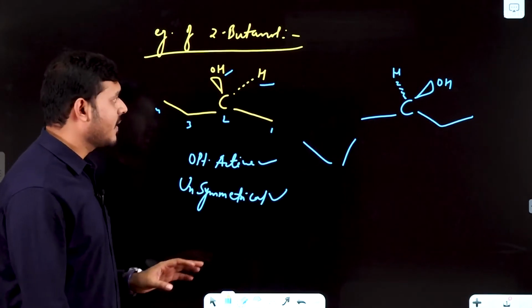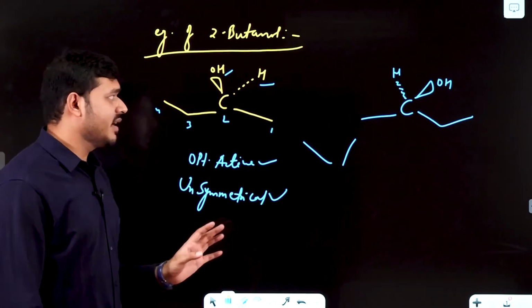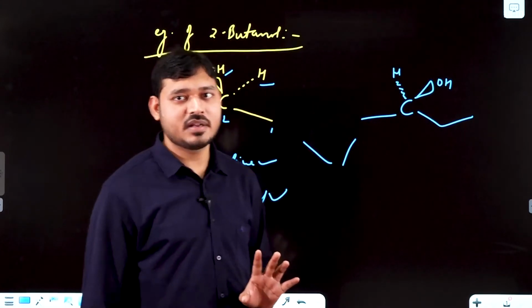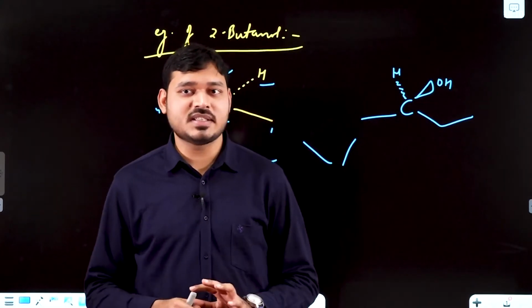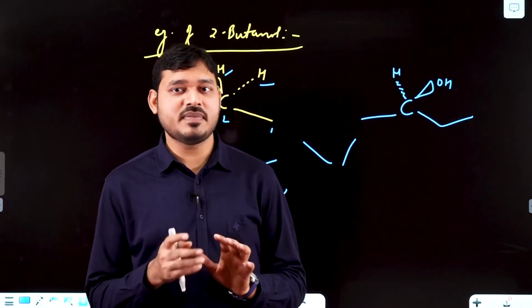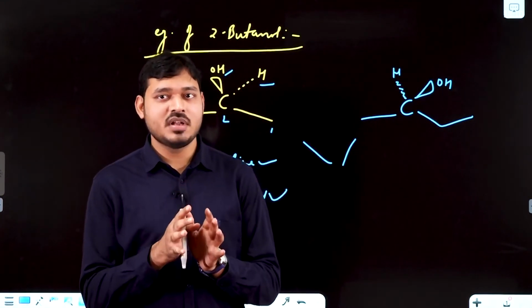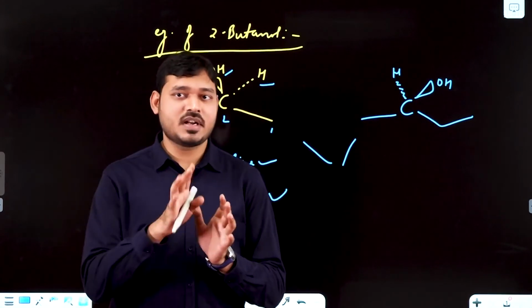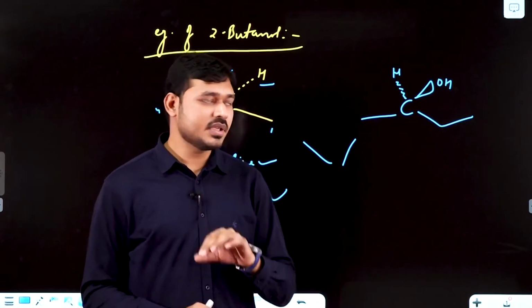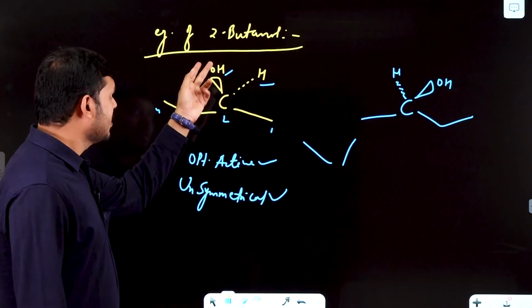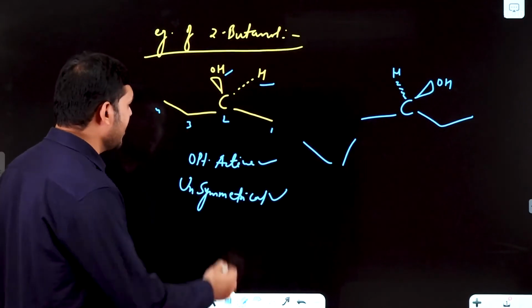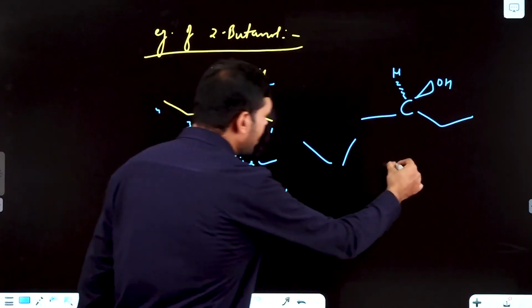Now let's understand the IUPAC part. What does IUPAC naming say? IUPAC specifies that if I say the IUPAC name of any compound, then it can be drawn perfectly. But suppose I say that it is 2-butanol, then I can draw either this one or this one.